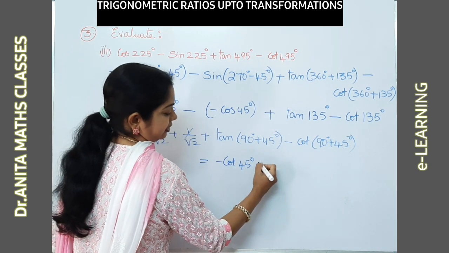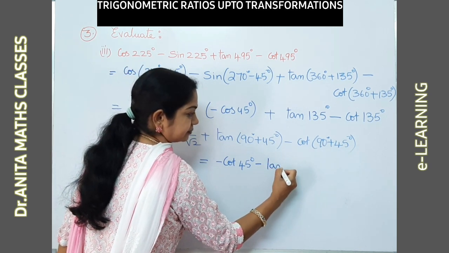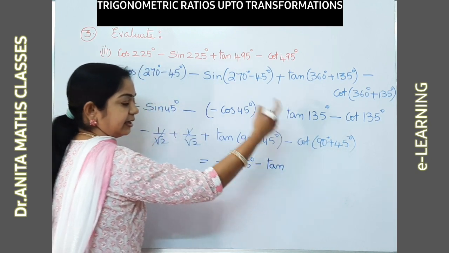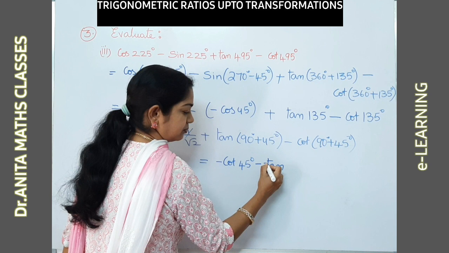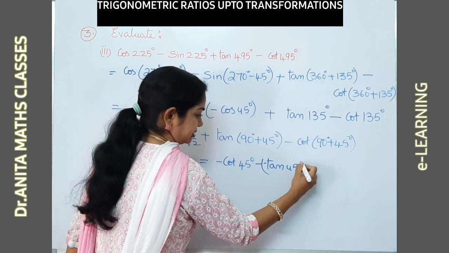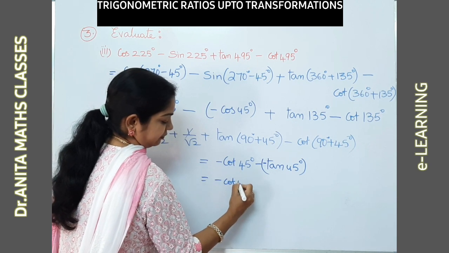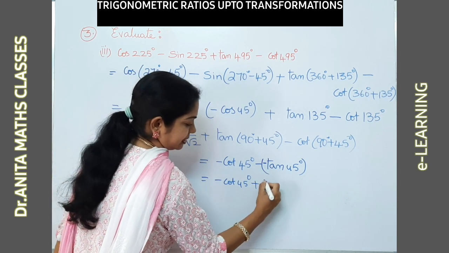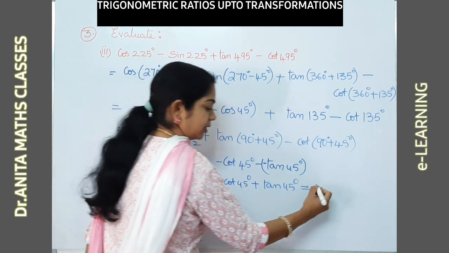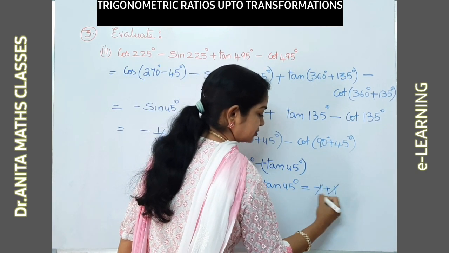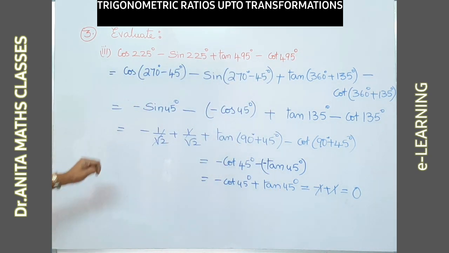So minus 45, cot 45 minus, and cot 90 means tan. Okay, tan 90 plus 45, second quadrant cot is negative, so minus tan 45 degrees. Okay, here again minus we have, so minus cot 45 degrees, minus plus tan 45 degrees. So tan 45, cot 45 are 1, so minus 1 plus 1, this comes to 0. 0 is the final answer. Please pause the video and note it down.